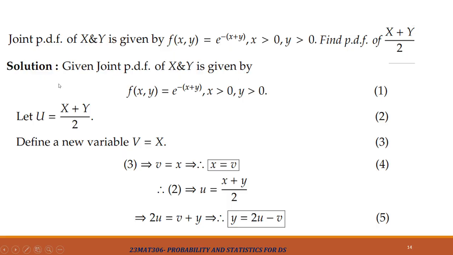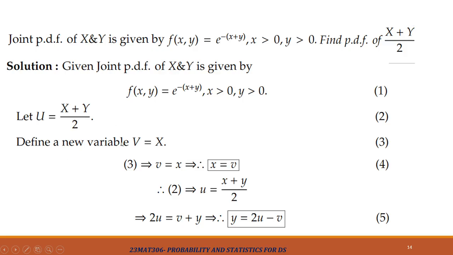So in the first problem, we have to find the density function of (x plus y) divided by 2. Here, the continuous random variable's probability density function is given. In this, we have to take a new variable u equal to (x plus y) by 2.